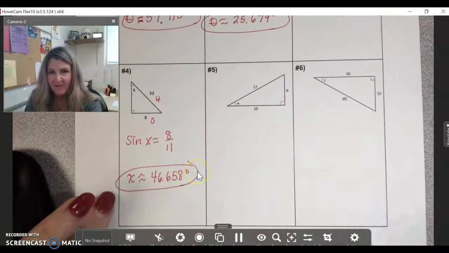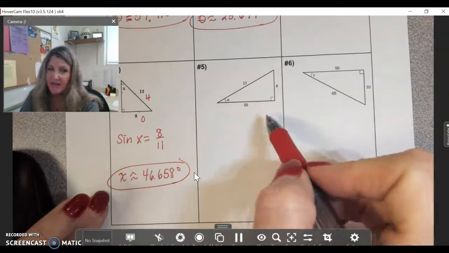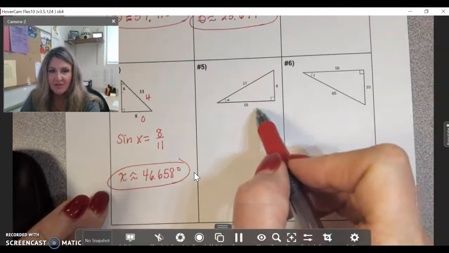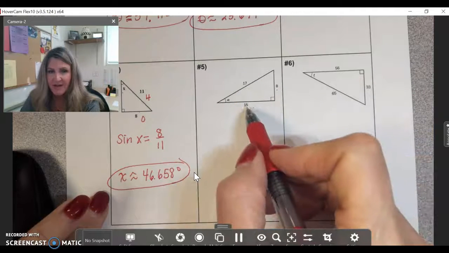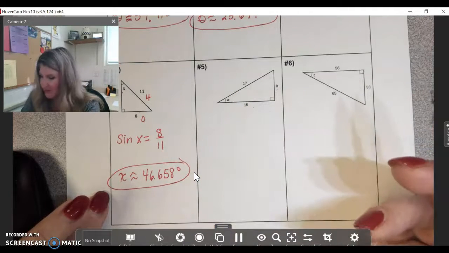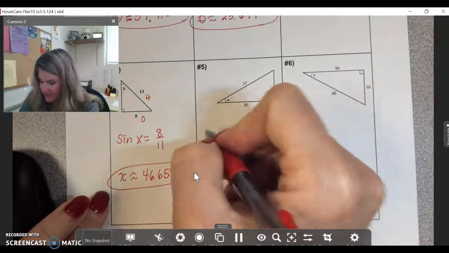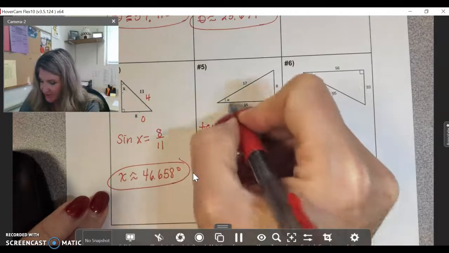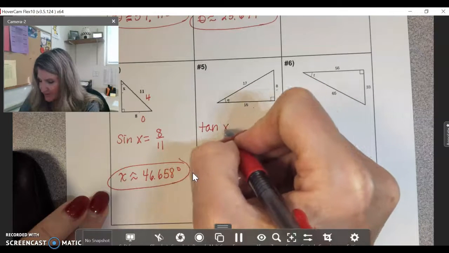On number 5, on this one, they're giving us all 3 sides. So you can pick anything to use. I can choose to use this and this, or this and this, or that and that, whatever I want to use. I'm going to choose to use, what haven't we used much? We haven't used tangent too much. Let's go ahead and use tangent. So I can do tangent of this angle. I'm going to call it x. It's actually alpha, but x is easier.